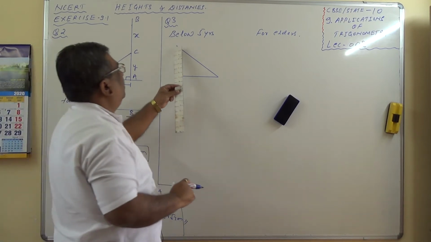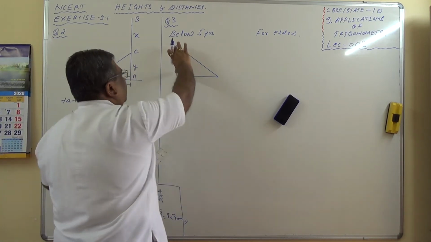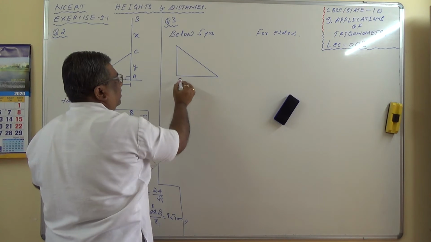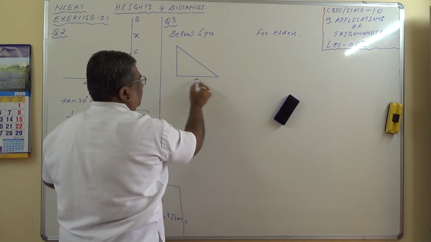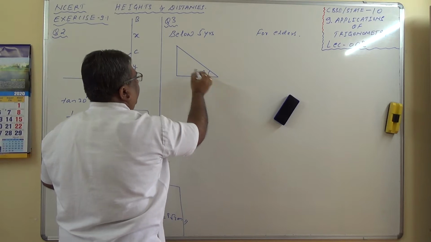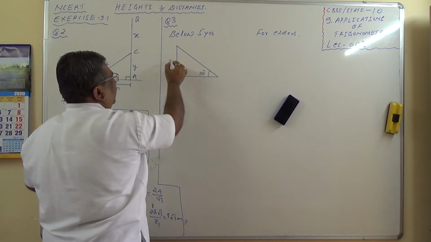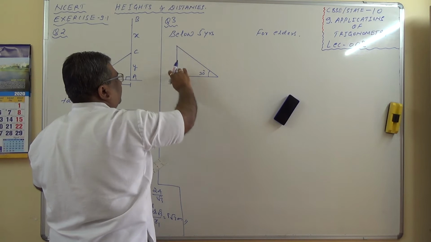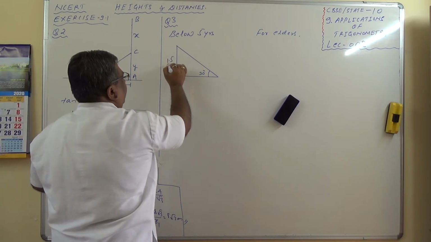Question number 3. Below 5 years, this is the height of the slide and this is the ground. This is angle 30 degrees. And the height of the top of the slide is basically not the height of the slide, it is the top of the slide from the ground, it is 1.5 meter.